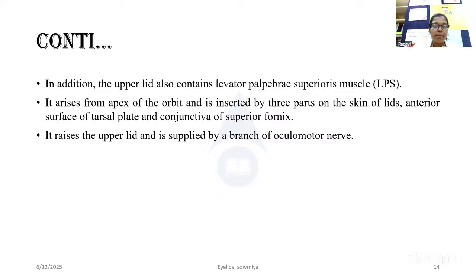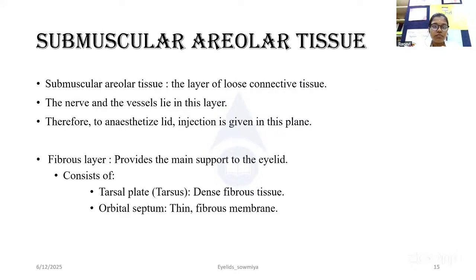In addition, the upper lid also contains the levator palpebrae superioris muscle. It arises from the apex of the orbit and is inserted by three parts on the skin of the lid, the anterior surface of the tarsal plate and the conjunctiva of the superior fornix. It raises the upper lid and is supplied by branches of the oculomotor nerve.